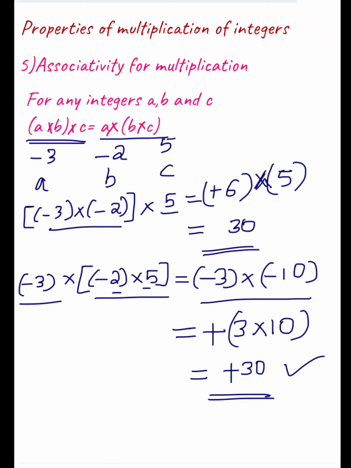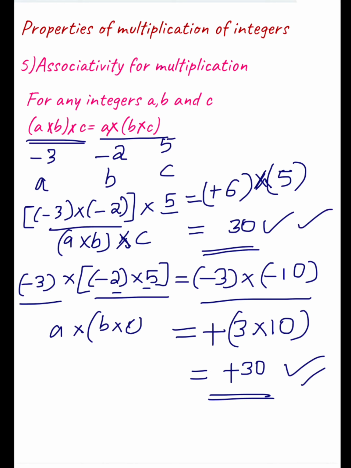So here you got 30 and here you got 30. That means (A × B) × C equals A × (B × C). Okay, this was (A × B) × C, and the next one was A × (B × C). So this is how you do the associative property. After doing this, you understood that both answers are the same. That means multiplication is associative for integers.